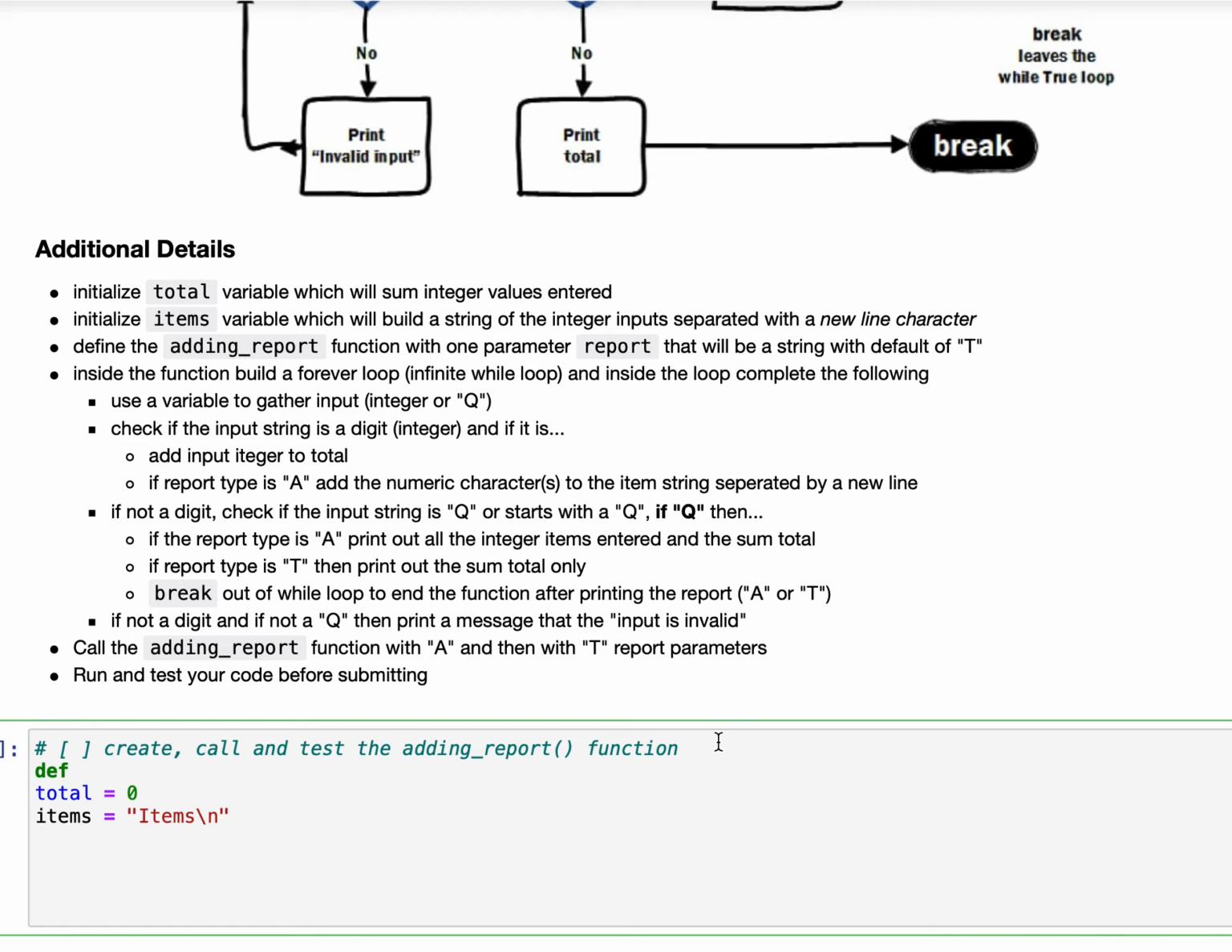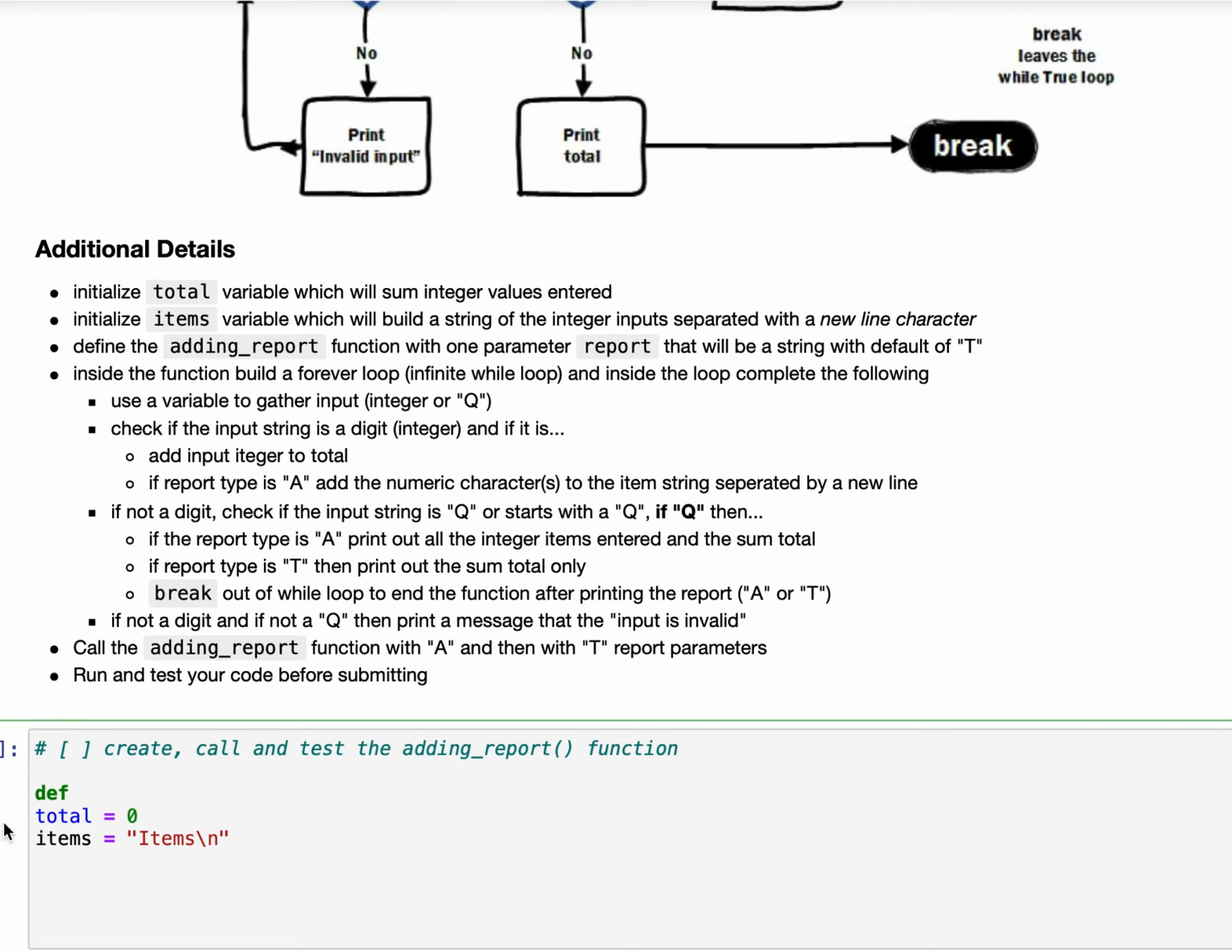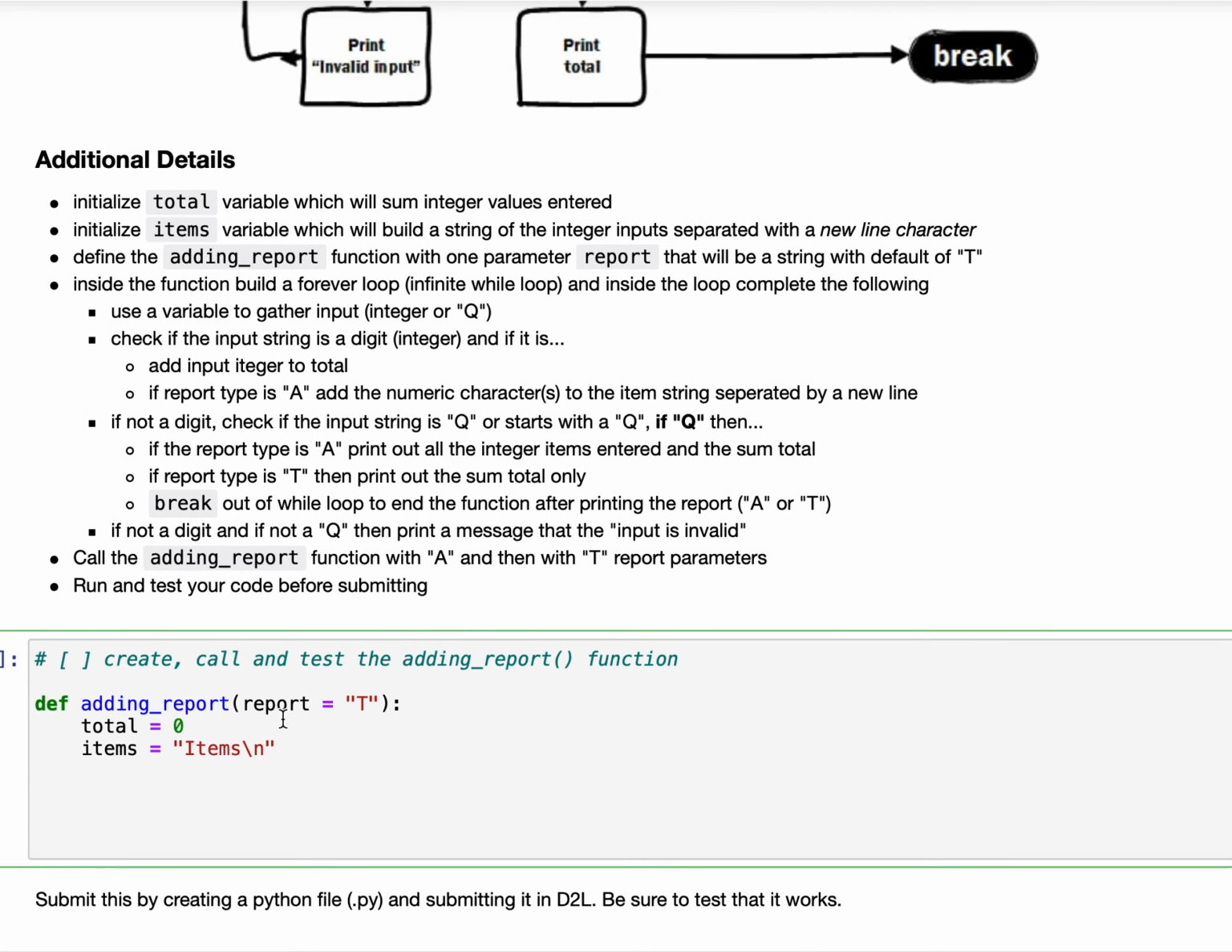Define. I'm going to have that underneath our define function. Define adding report. And I'm going to set report equal to a default of t. That way, even if we don't specify, it will run t anyways.